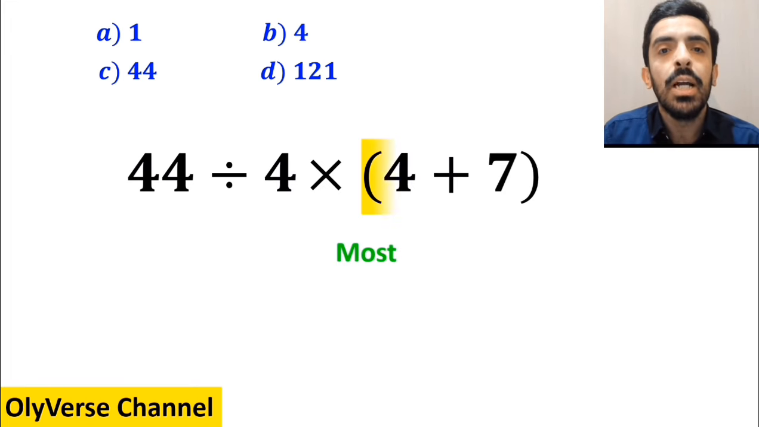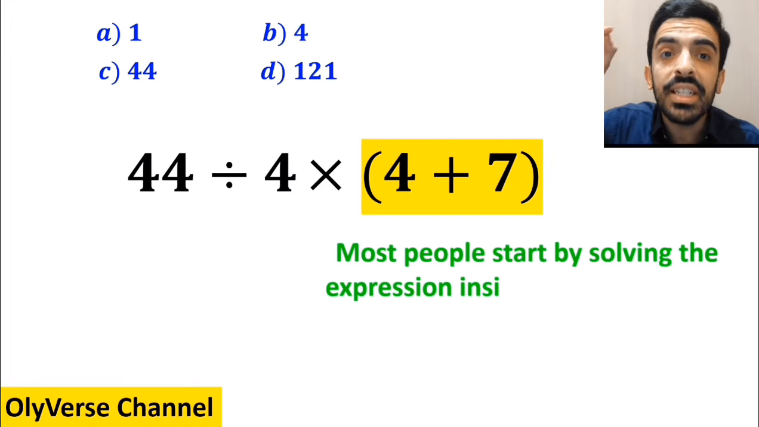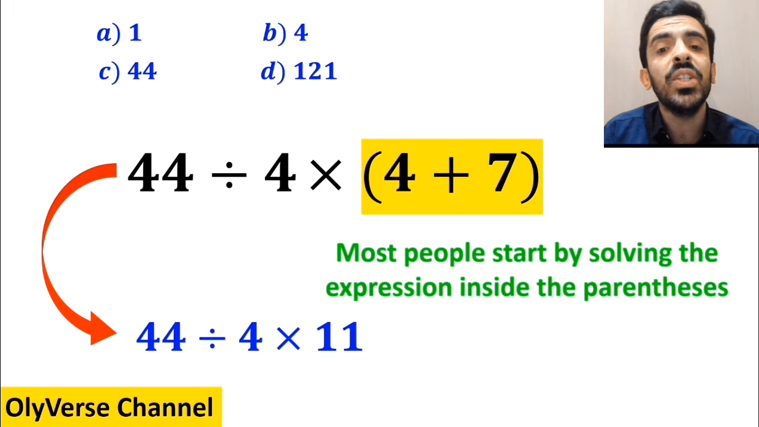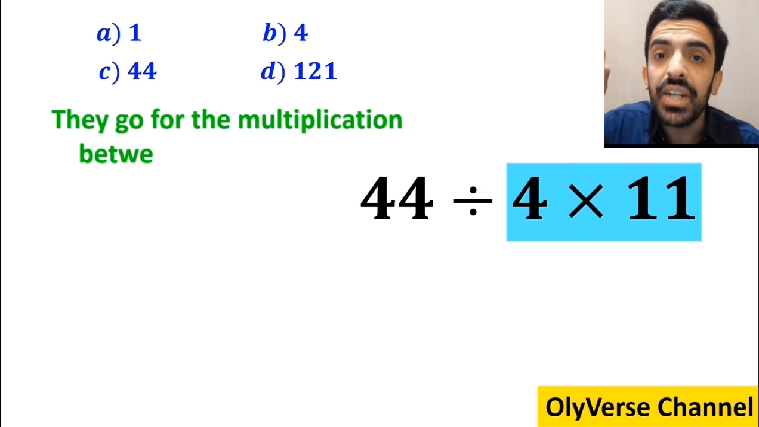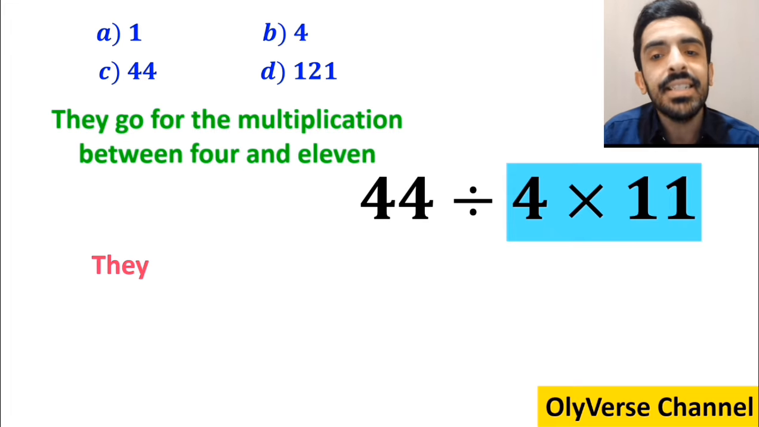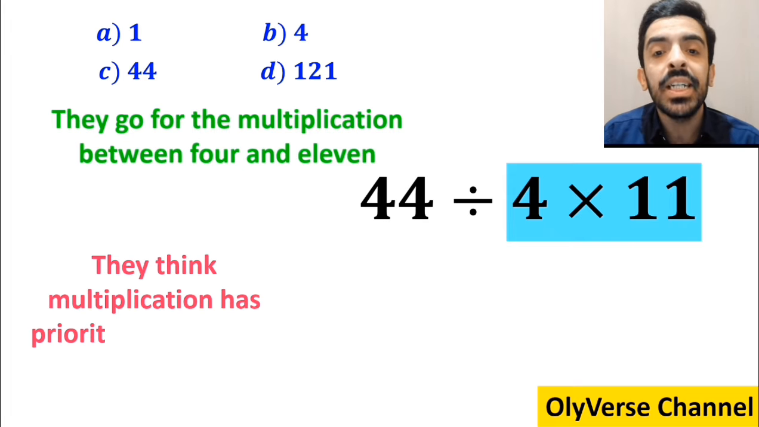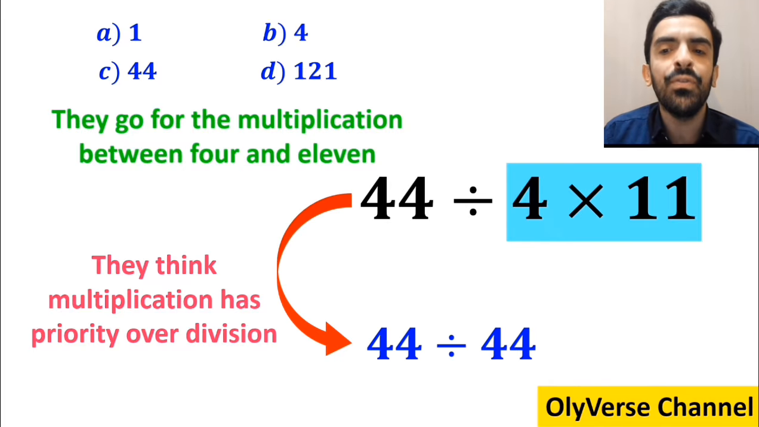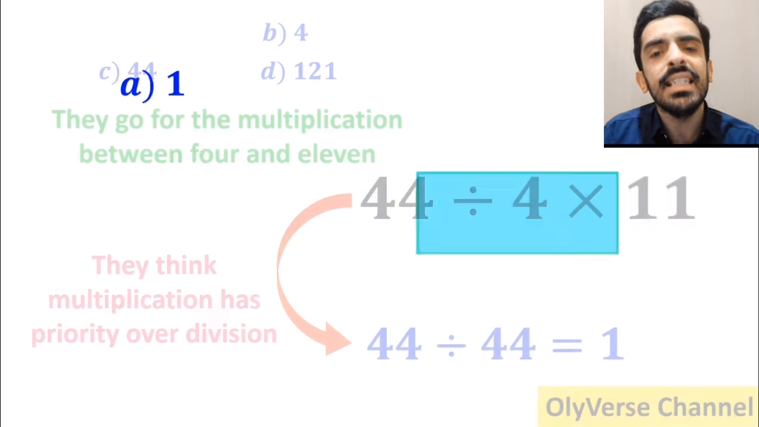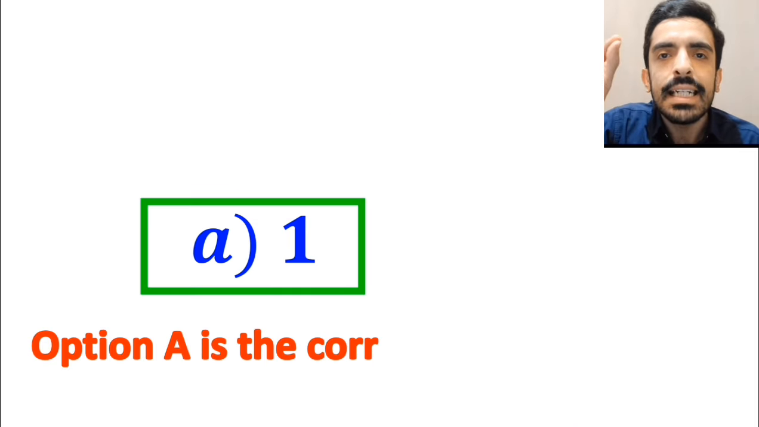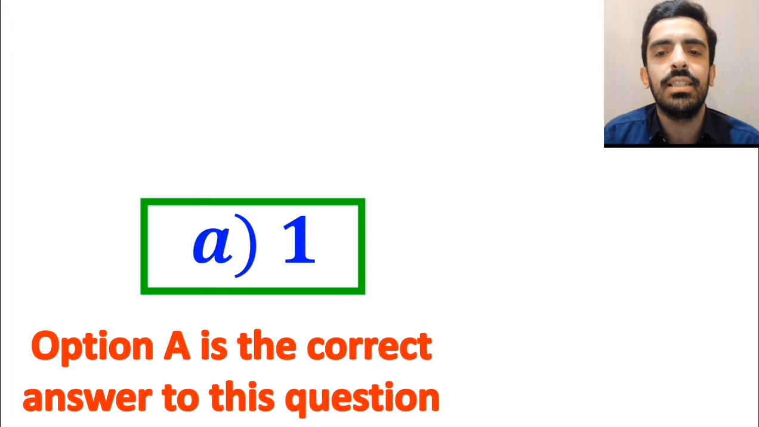And the first step, most people start by solving the expression inside the parenthesis and replace it with 44 divided by 4 multiplied by 11. And the next step, they go for the multiplication between 4 and 11 because they think multiplication has priority over division. So, this expression simplifies to 44 divided by 44, which finally gives them the answer 1. And immediately, they quickly say that option A is the correct answer to this question.